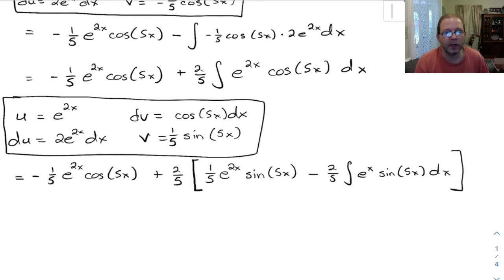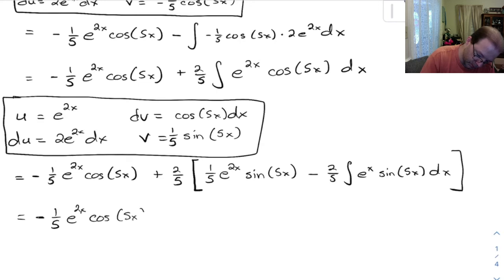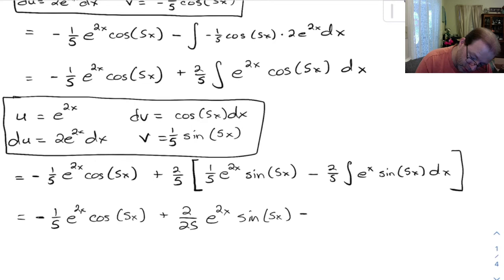All right. So now let's take this 2/5 and distribute it across this. So I get 2/25 e to the 2x sine 5x, and then I get minus 4/25 integral of e to the 2x sine 5x dx.